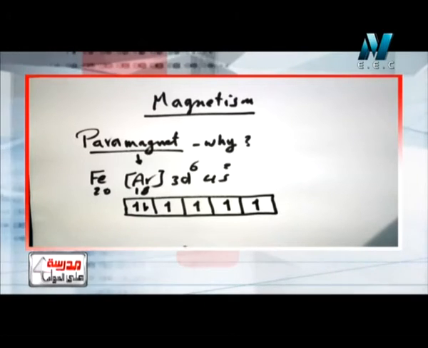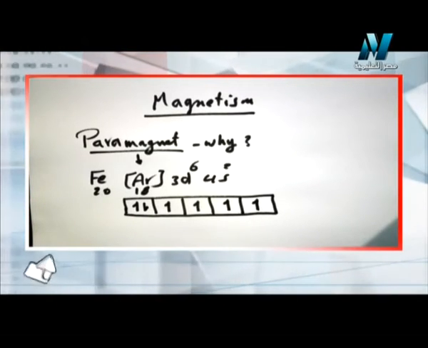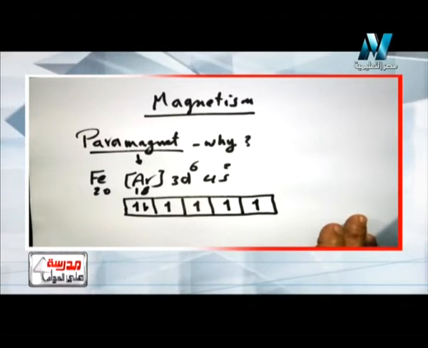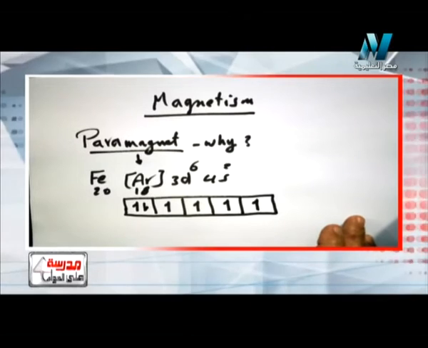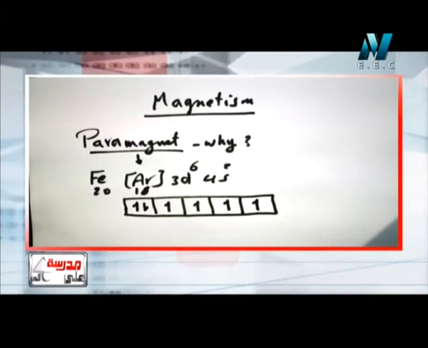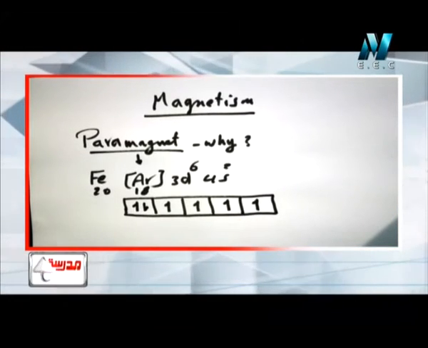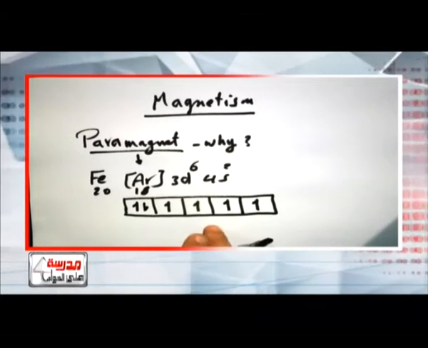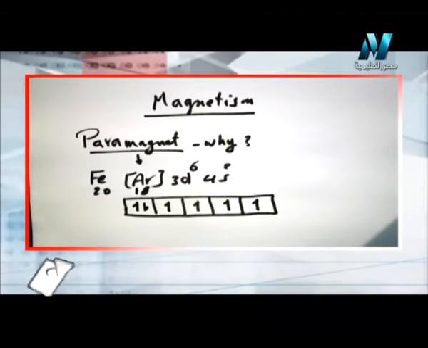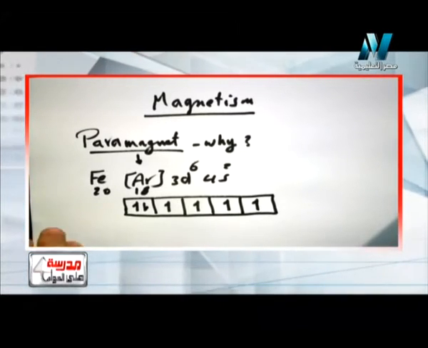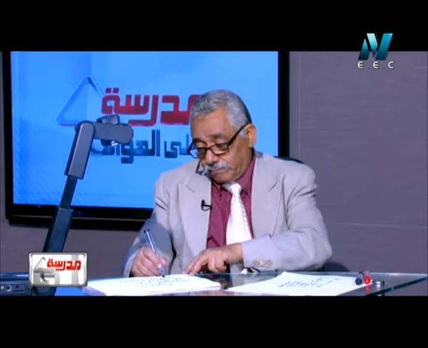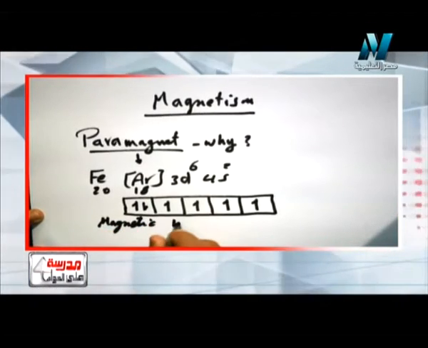The magnetic momentum of this element equals 4, meaning it has 4 unpaired electrons. The spin motion of a single electron makes a magnetic field around it, and this can attract to the outer magnetic field. So the presence of unpaired electrons makes the element paramagnetic. The number of unpaired electrons is called the magnetic momentum.